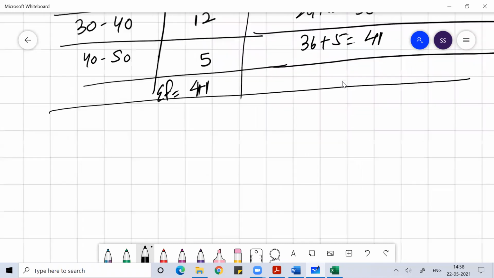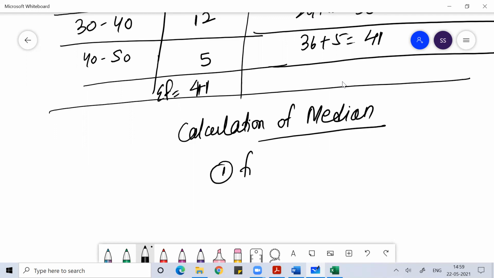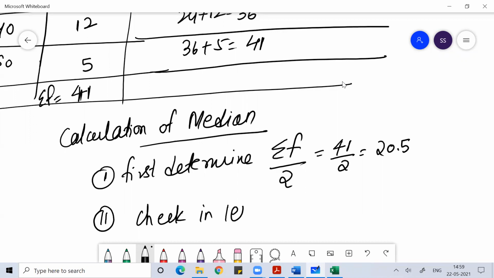Once you're done with this, for the calculation of median, first determine the value of sum of f by 2, the sum of frequency by 2. Find where the middlemost value lies, because median is all about finding the middlemost value. Sum of f by 2 means 41 by 2, which is 20.5. Once you get sum of f by 2, you check in the less than cumulative frequency table.